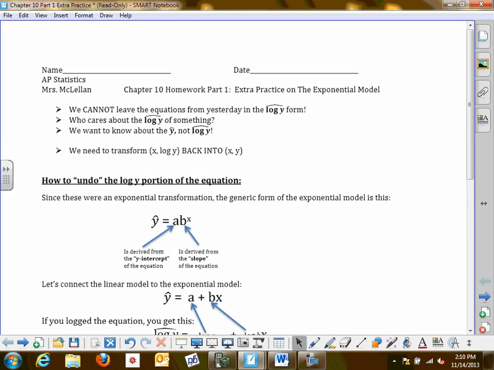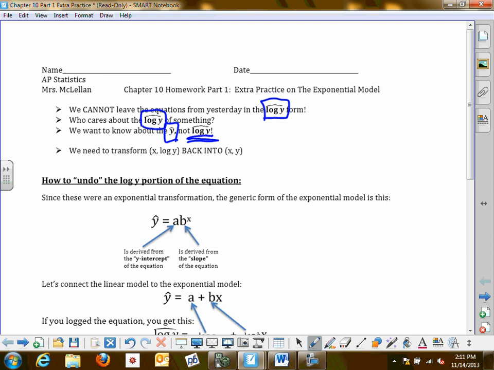And we're going to start up here. So, here's what the deal is. We just said we cannot leave our equations from yesterday in the predicted log y form. Because who cares about the predicted log y? Do you go around saying, oh, the predicted log number of swings or the predicted log whatever? No. We want to know about the predicted y value, not the predicted log of y.